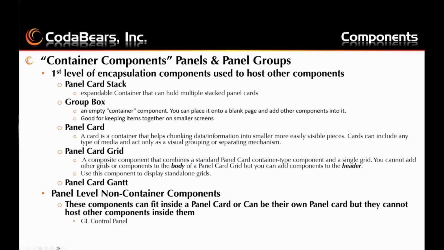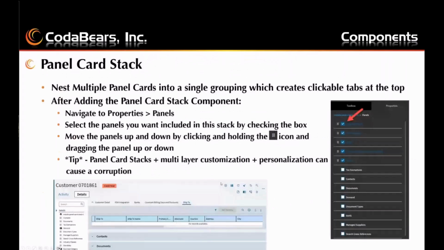And then a panel card grid is essentially a panel card, but the only thing that can go into the body is a grid. So like a data table, sort of like your output for a dashboard, those columns. That's what the body will look like. But you can add components into the header that can interact with the body of the panel card grid. Panel card Gantt, it's going to work the same way as the grid, where the Gantt will be filled in, and then you can put stuff in the headers.